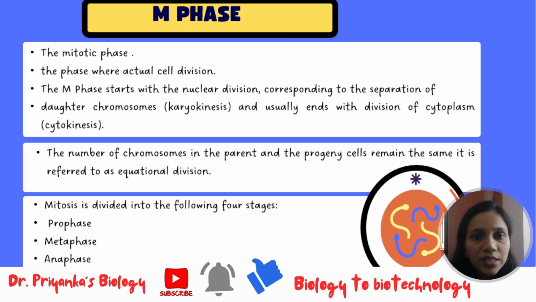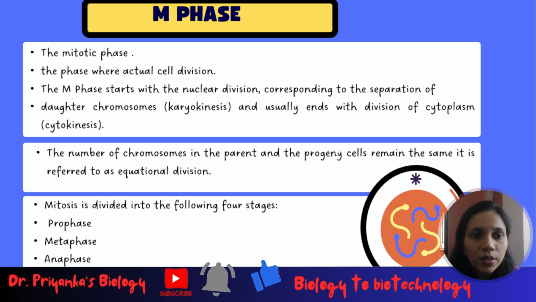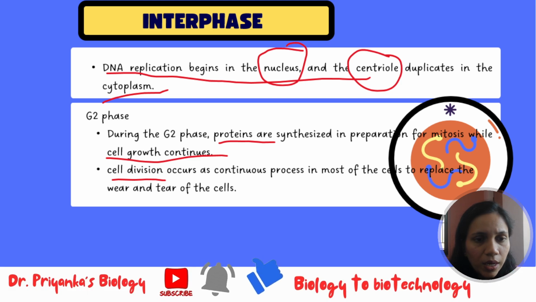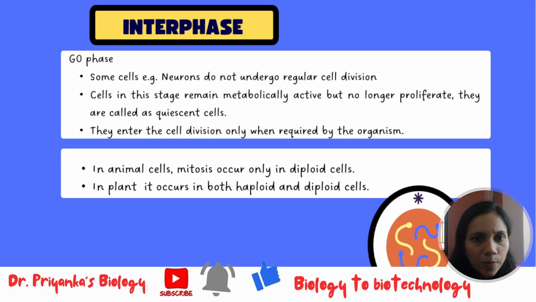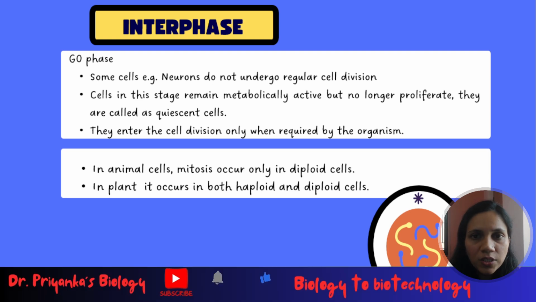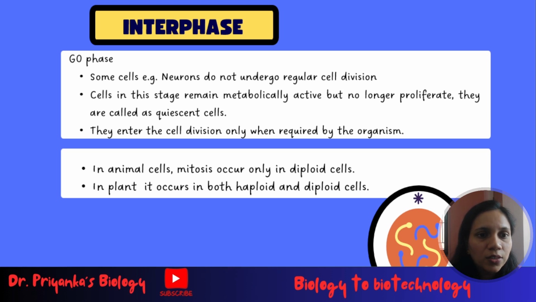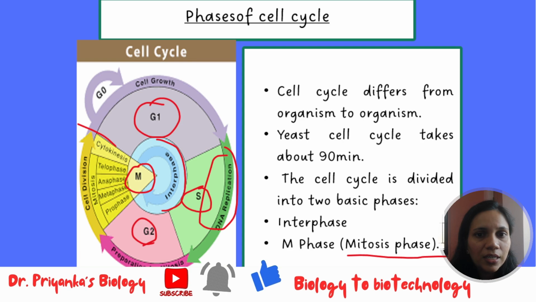So the next phase we will see is the M phase. We have seen what is G1 phase, what happens in S phase, what happens in G2 phase, and then there is something that we had not discussed previously, that is G0 phase. So let's go back to the original slide. Here there is something, G0 phase.